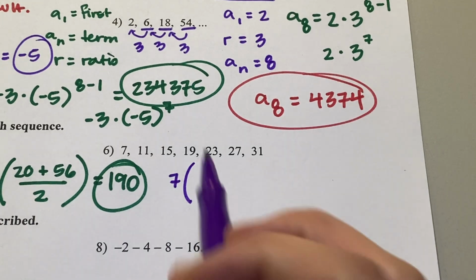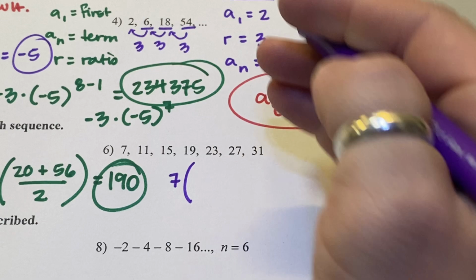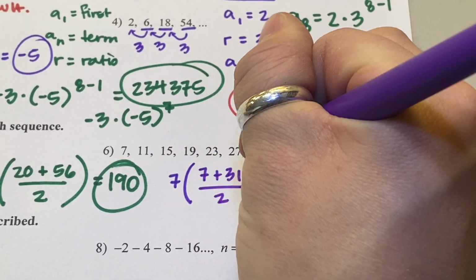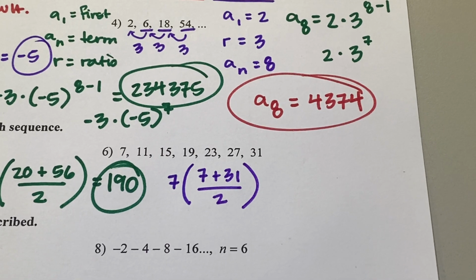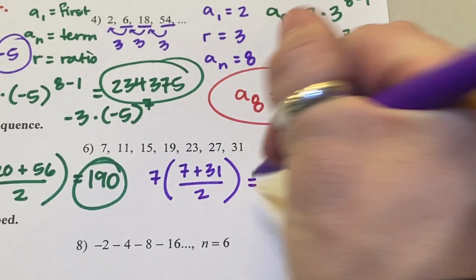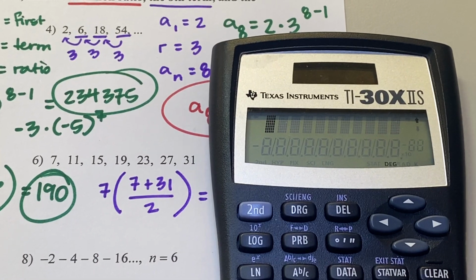Then I need, in my parentheses, my first term, 7, and then the 31, and divided by 2. Look at you guys go. See, once you have the formula, it's pretty self-explanatory. Why does it say 22.5? Do you divide it by 7?